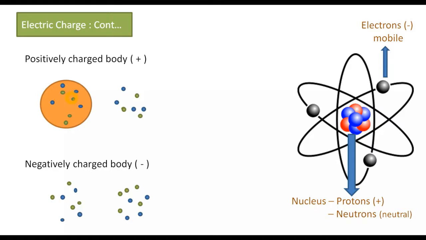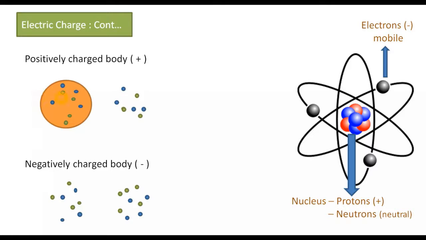Now, what do we mean by positively charged body? We say that a body is positively charged. That means the net charge on the body is positive. That means the body should have more positively charged particles, that is, more protons than electrons. So when is this possible? This is possible when an atom loses its electrons, because in normal conditions, an atom has equal number of protons and electrons.